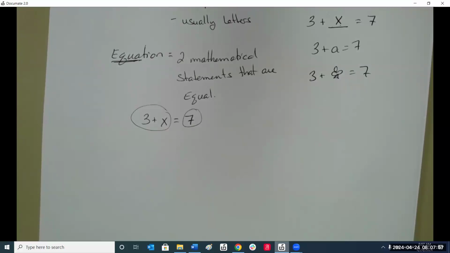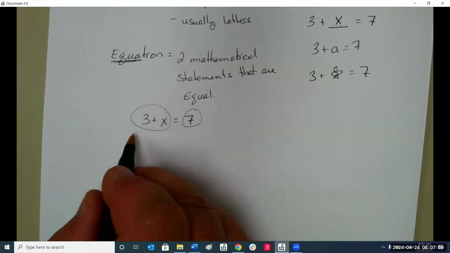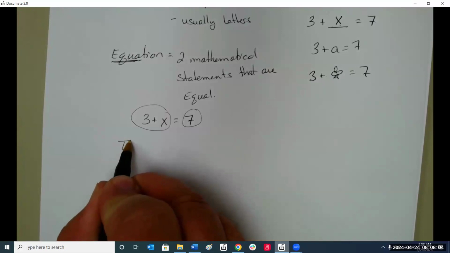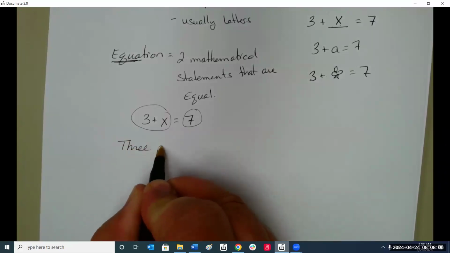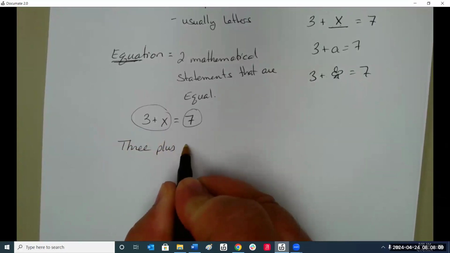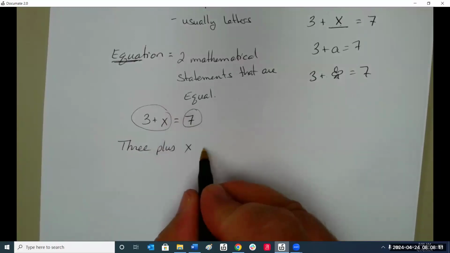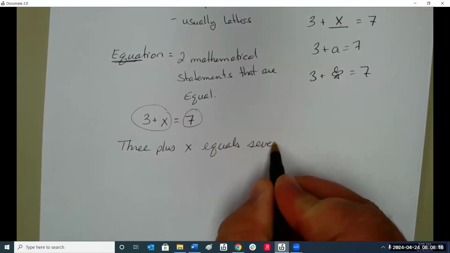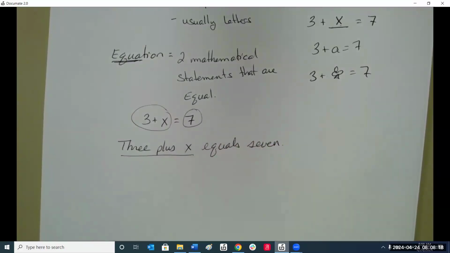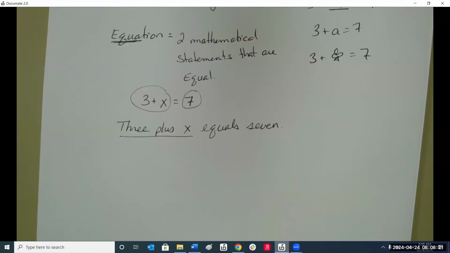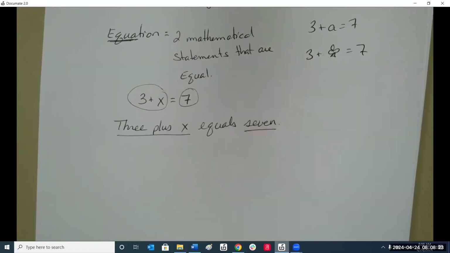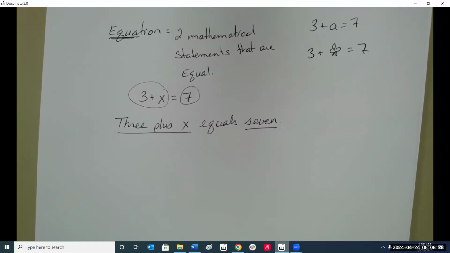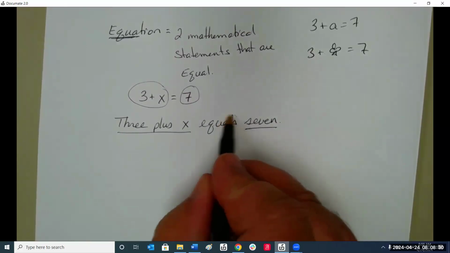Don't believe me? How would you read that? In words, how would you read this? 3 plus X. That's a statement. That's a sentence. 7. That's a statement. It defines a number. So those are two statements that are equal.